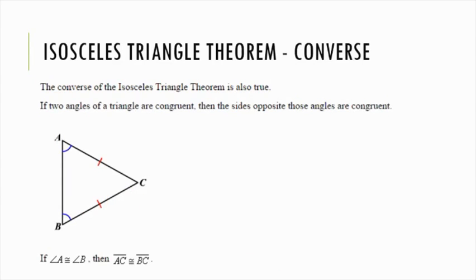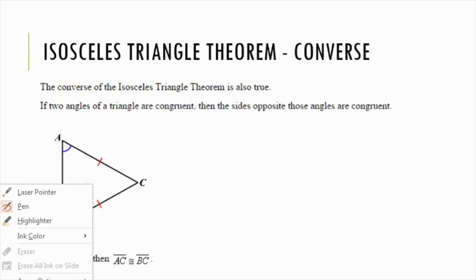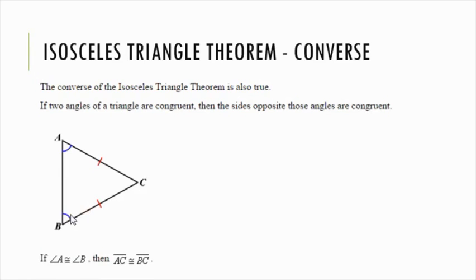The converse of the isosceles triangle theorem is also true, which means if I see that two angles are congruent, so angle B and angle A are congruent, then I can also say that their opposite sides are congruent. So AC must be congruent to BC.